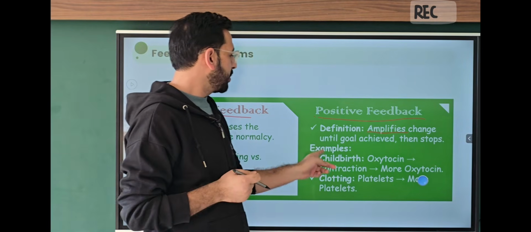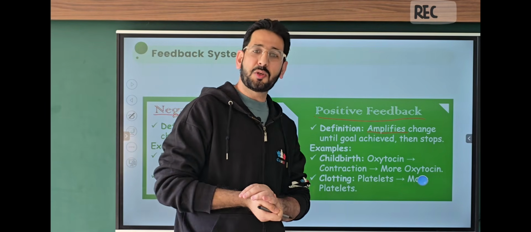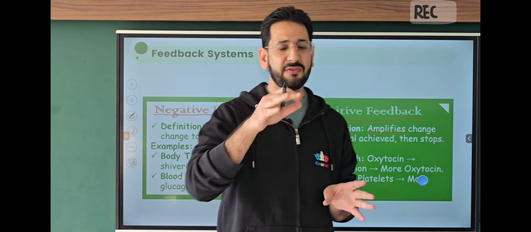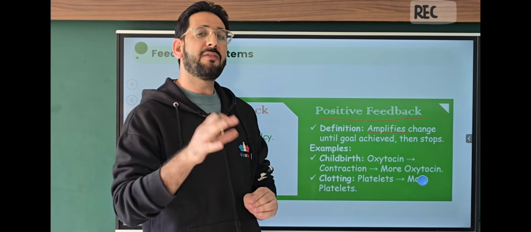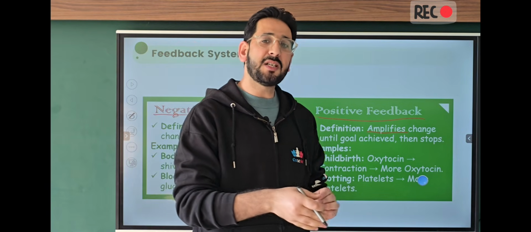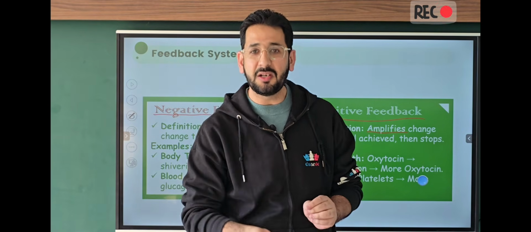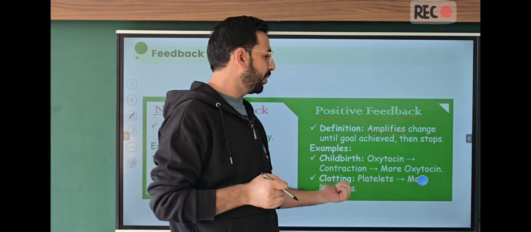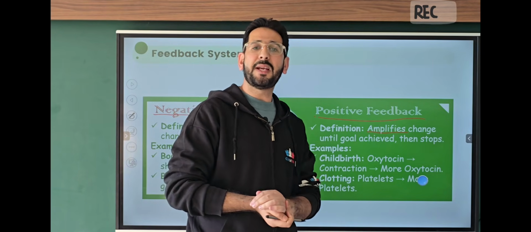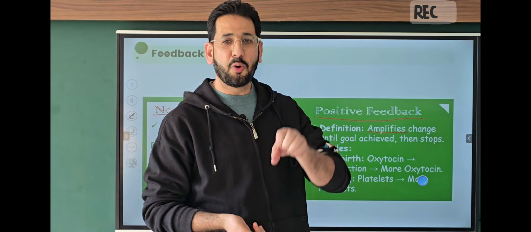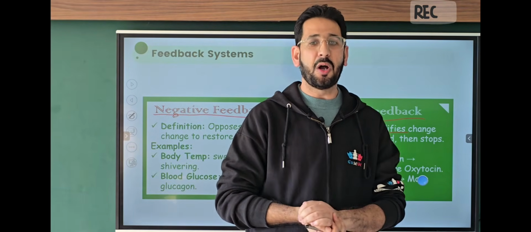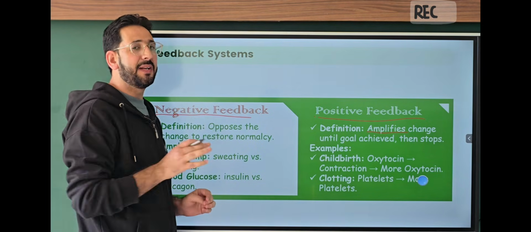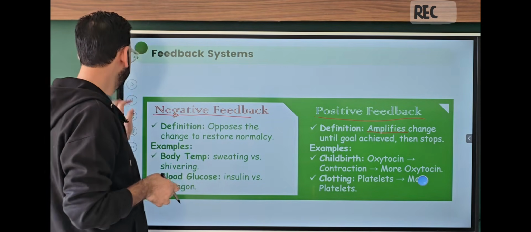For example, during childbirth, oxytocin will be released and there will be contraction of the uterus. There will be release of oxytocin, and that oxytocin will induce more contractions in the uterus. Okay, and then during clotting, a platelet will be activated and it will attract more and more platelets until the clot is formed. So these are the positive feedback and the negative feedback, the difference between the two.